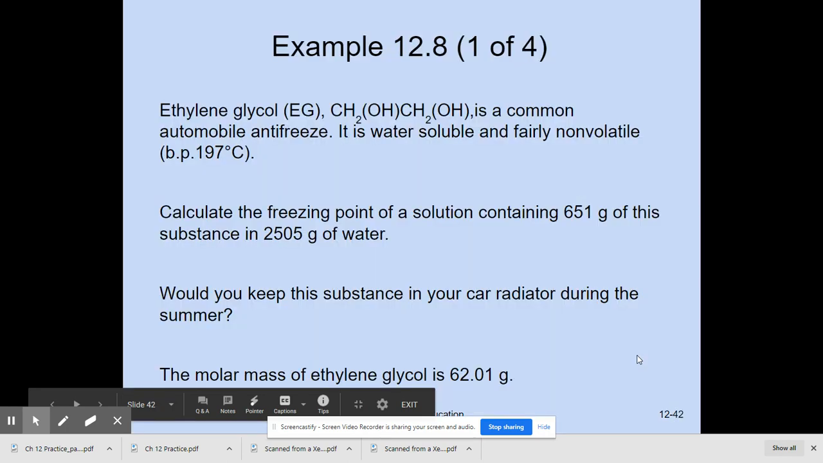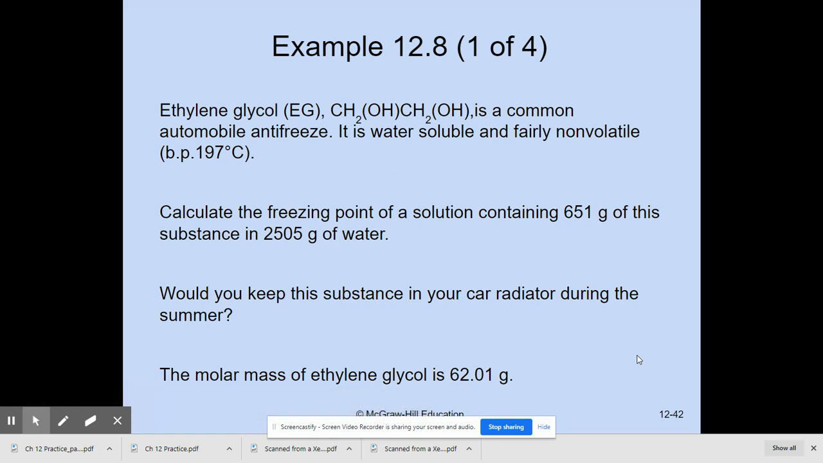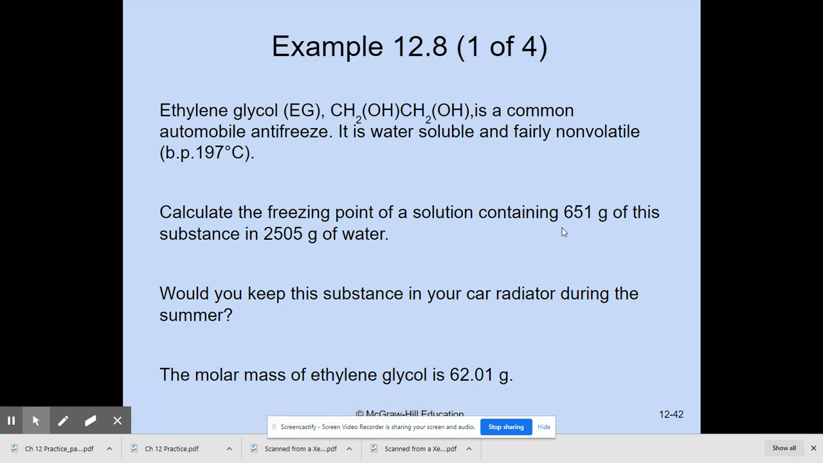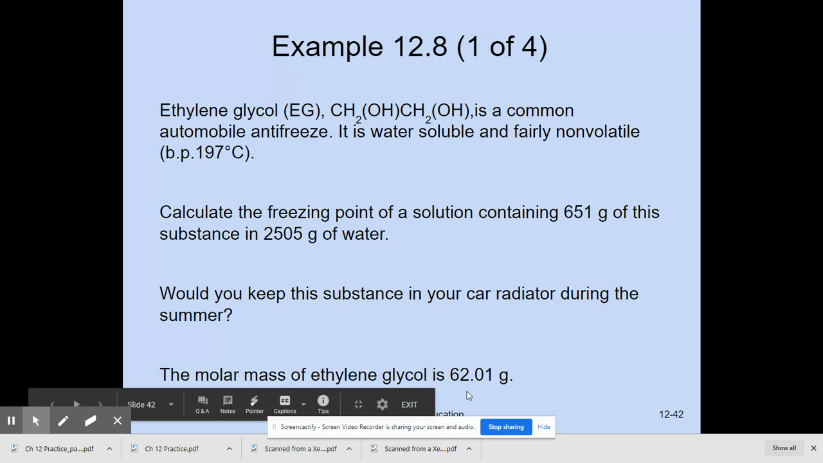So an example of what this looks like. Ethylene glycol is a common automobile antifreeze. It's water soluble and fairly non-volatile, meaning it doesn't rapidly turn into a gas or it doesn't boil easily. Its boiling point is 197 degrees Celsius. Calculate the freezing point of a solution containing 651 grams in 2,505 grams of water. Would you keep the substance in your car radiator during the summer? And then they give us the molar mass. So we're wanting to look at the freezing point of this solution.